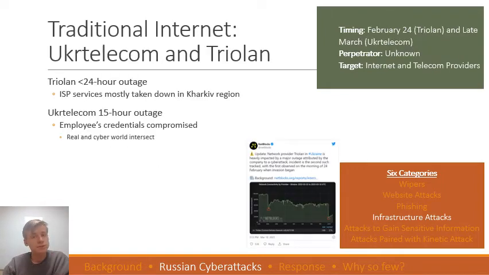It wasn't just satellite internet that the Russians attacked, though. They also attacked more traditional internet. On February 24th, a company called Triolan was attacked, right on the day of the invasion, and then later in March, UKR Telecom, another general telecom and internet company, was attacked. Without getting into the technical details, each of these were outages of services, but each of them lasted less than 24 hours. The first one, the Triolan one, says perpetrator unknown.